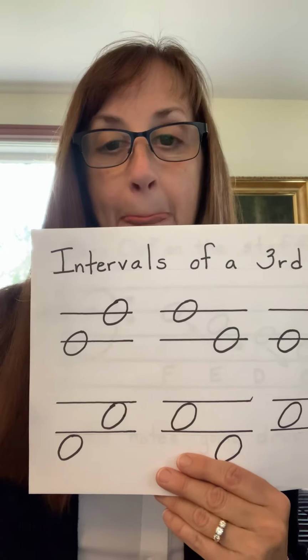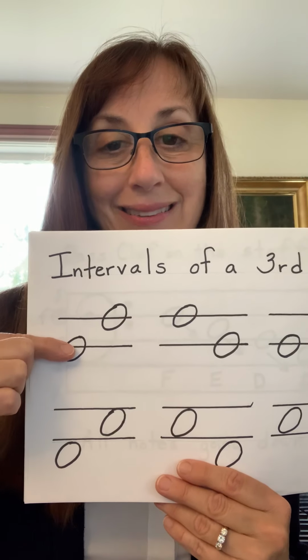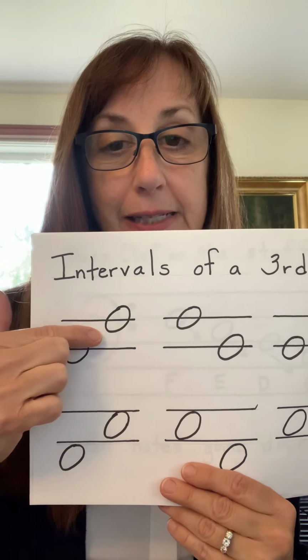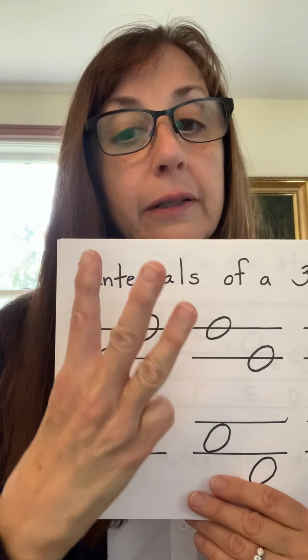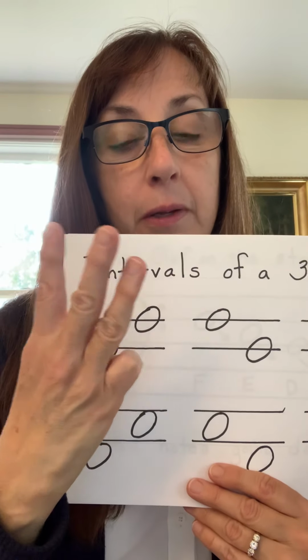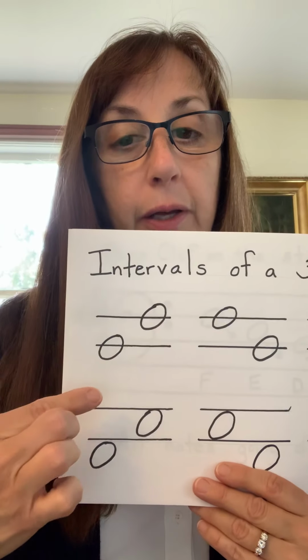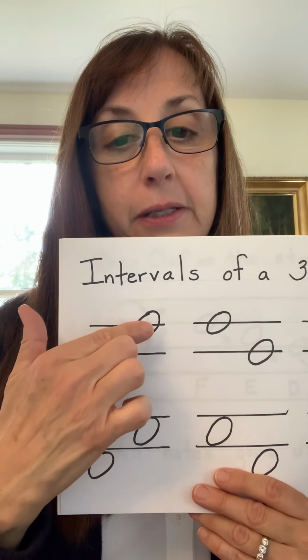If I start on this line, I skip the space, and I go to the next line. That's 3 steps up, okay? 1, 2, 3. From this line to this space to this line.